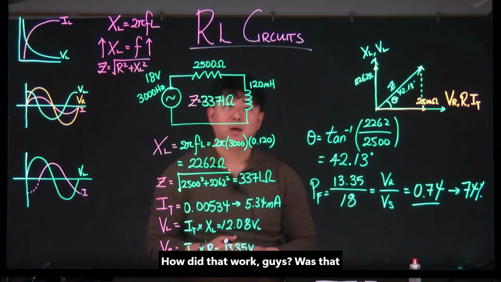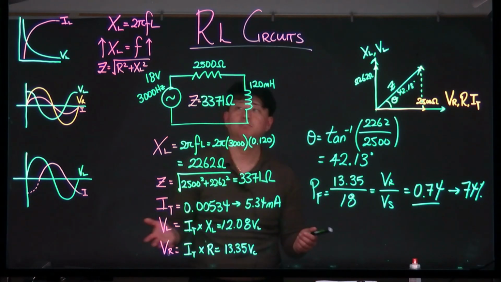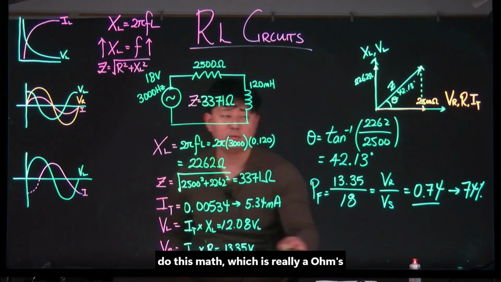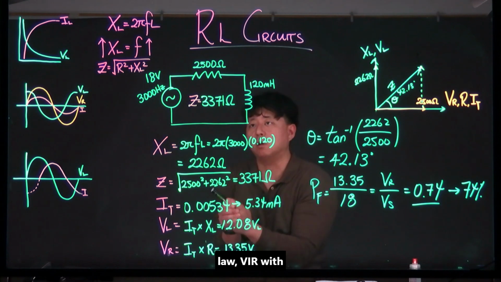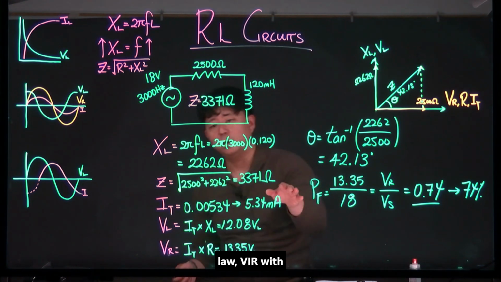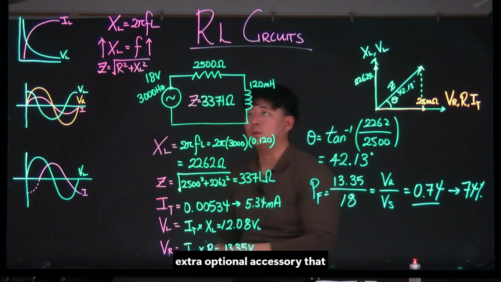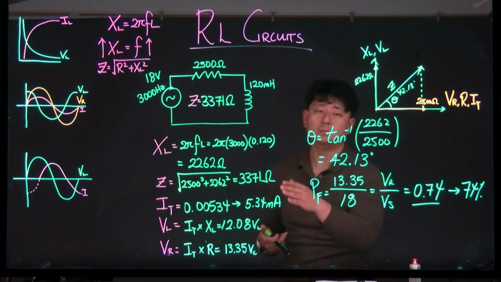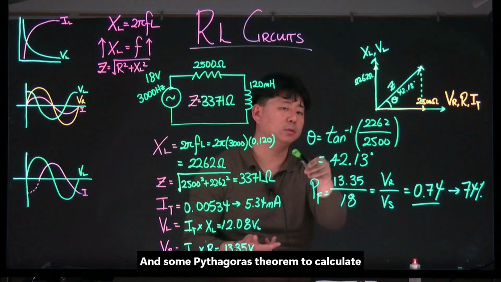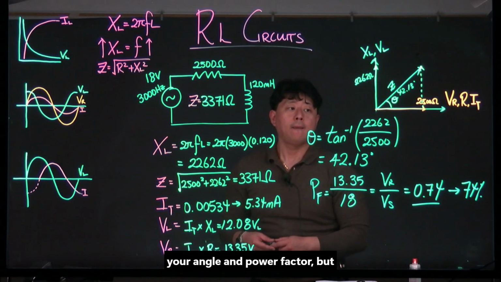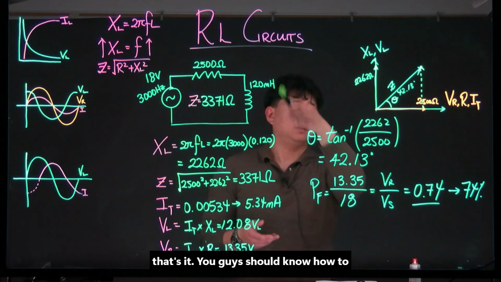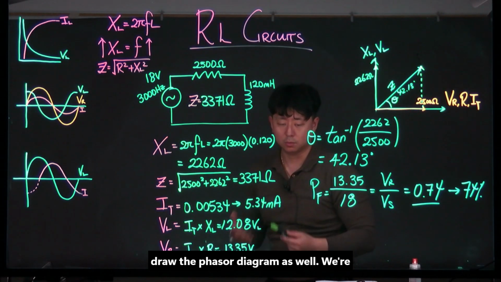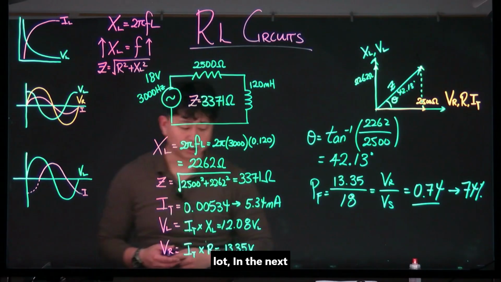How did that work, guys? Was that good? Always prepare to do this math, which is really Ohm's law, V=IR, with an extra optional accessory that was added to it, right? And some Pythagorean theorem to calculate your angle and power factor, but that's it. You guys should know how to draw the phasor diagram as well. We're going to be using this phasor diagram a lot.